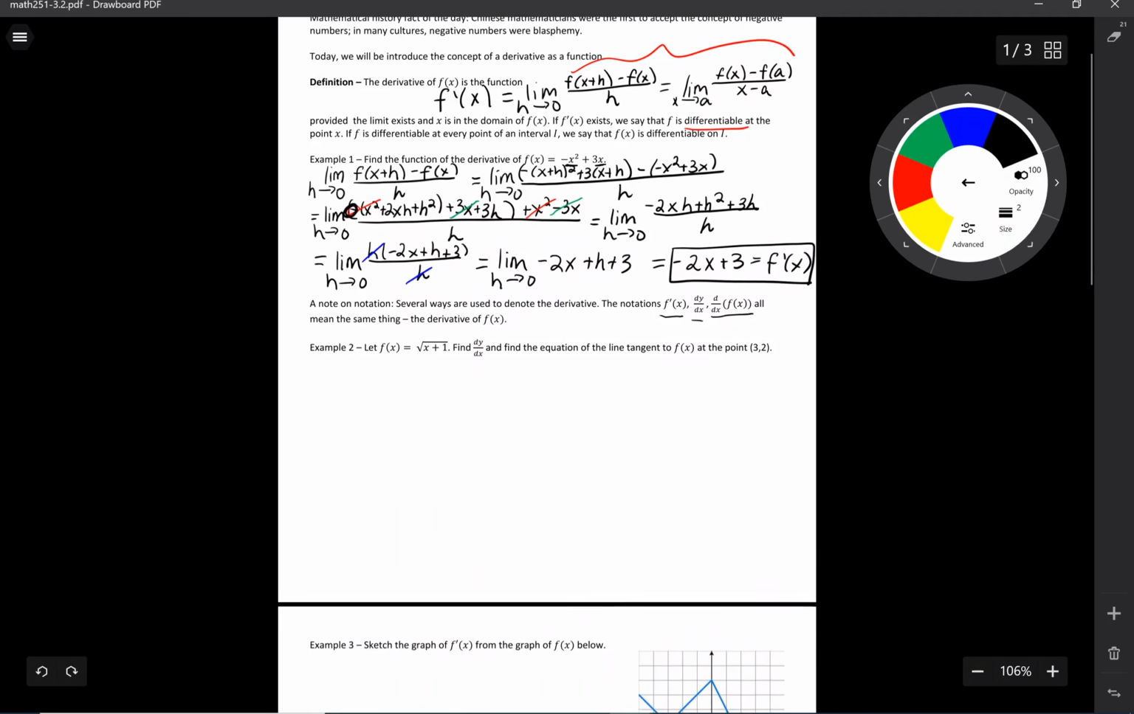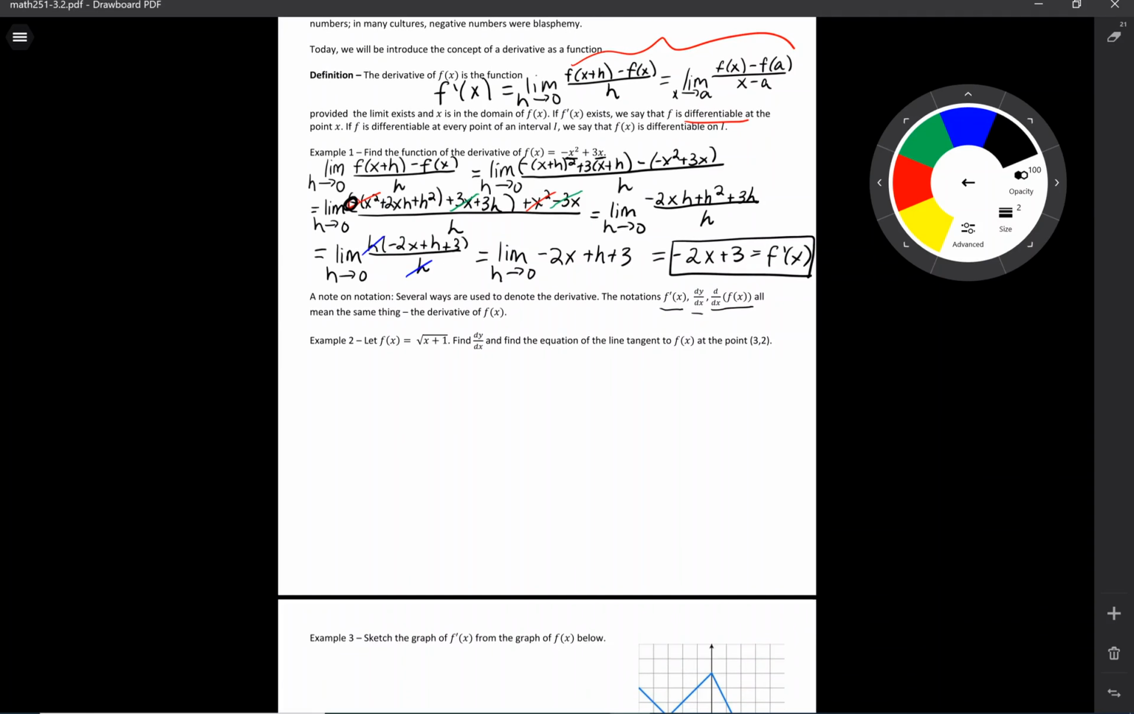All right, let's do another example, this time with a square root function. So we want to find the dy dx, or the derivative function. And this time we also want to find a tangent line at a certain point. So again, I'm going to use the first definition of the derivative function. So I'm going to take the limit as h goes to 0 of f of x plus h minus f of x over h.